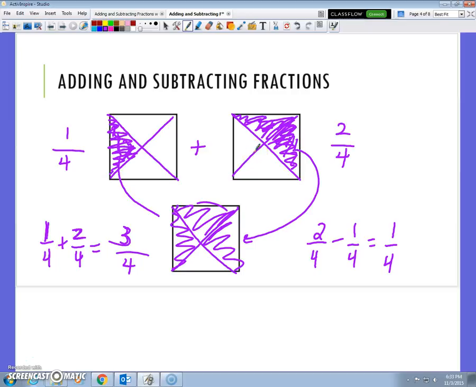So subtraction works the same way. I have 2/4 minus 1/4 is 1/4. Okay, there's 1/4 more. So it works the same way with subtraction and addition.